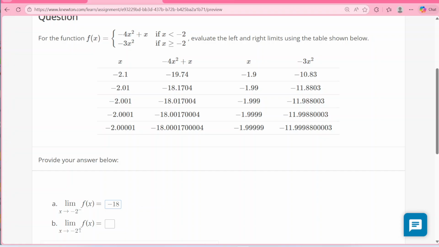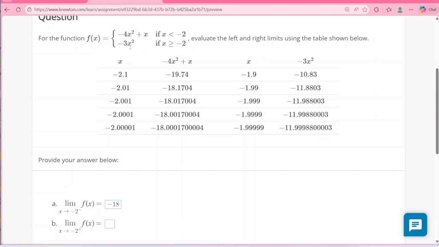All right, so then this other limit is, what's the limit as x approaches -2, and then you got the little plus sign, right? So -2 from the right. That means I'm plugging in values bigger than -2. So -1.9, -1.99, that's the right half of this table, -1.999. Now I'm getting closer and closer to being -2 without actually being -2. And you see the outputs here. Now notice they got the -3x squared. That's the bottom piece of this function, the bottom output.